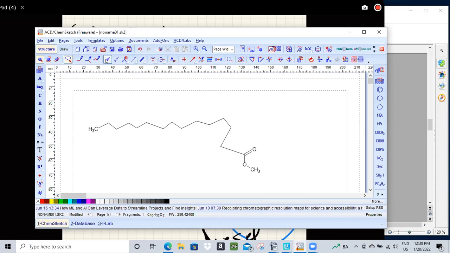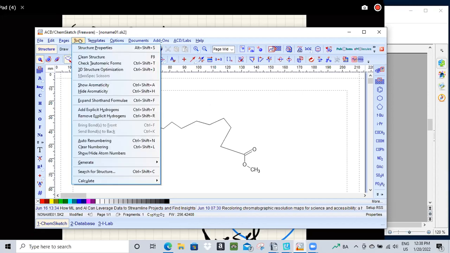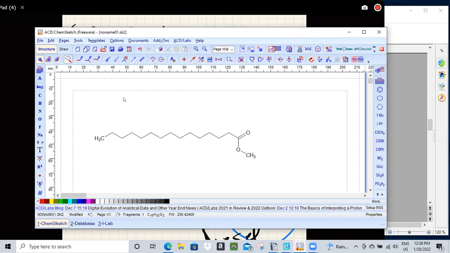Let's see, where's my clean tool? Tools, here it is under tools. If I say clean structure, watch what's gonna happen to my drawing. Clean structure. Look at how pretty it looks now. I didn't have to redraw it, but it looks a lot prettier.